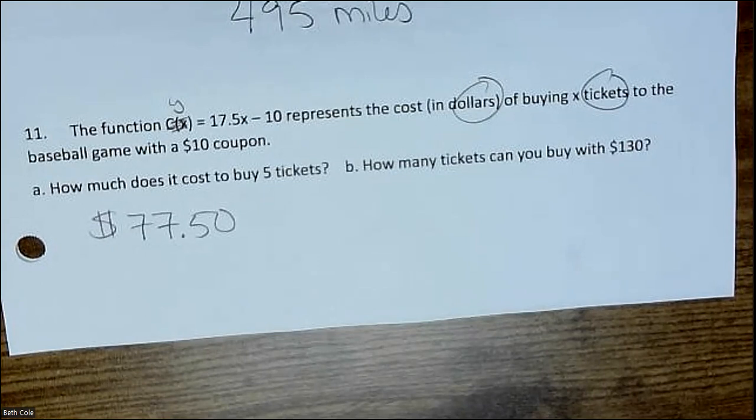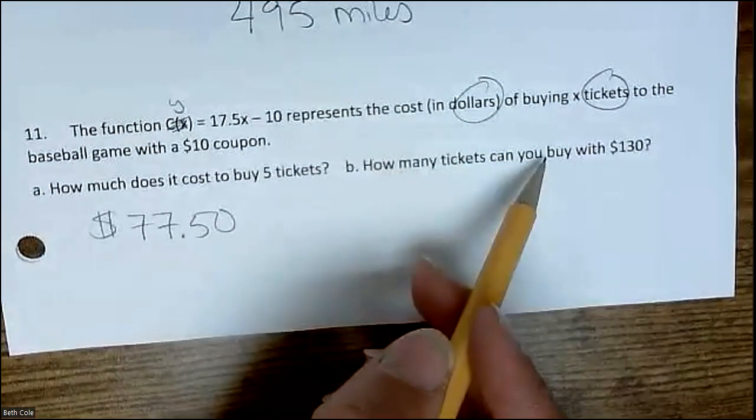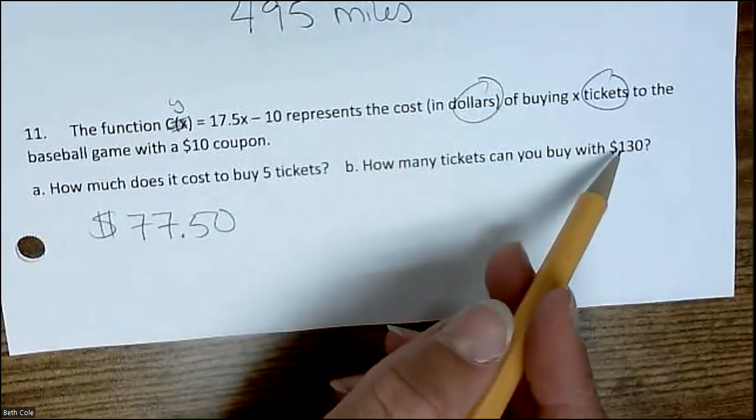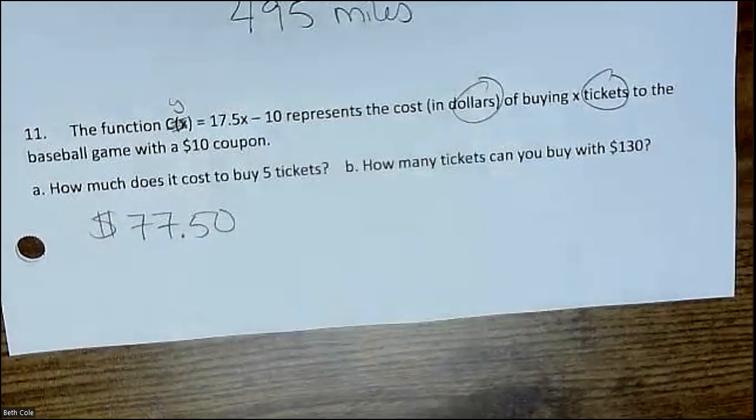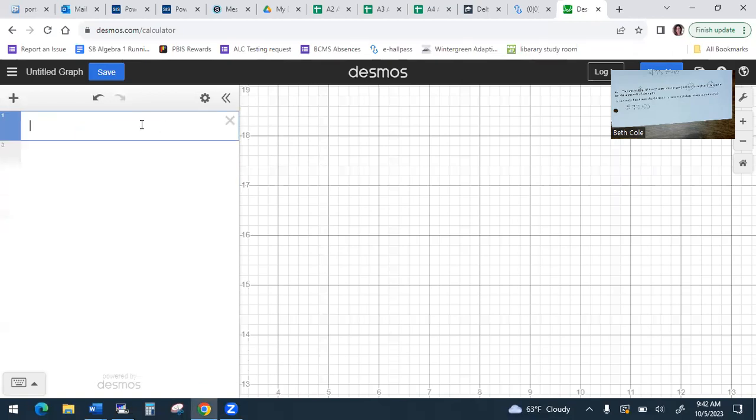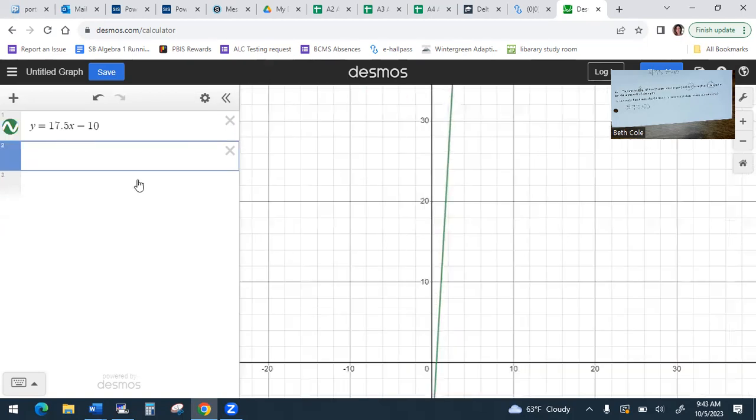Sounds about right. Okay. And then B is how many tickets can you buy with $130? Now it's the other way around. So I'm going to share my screen. And for this, I would just type in the whole function. So it's 17.5x minus 10. I need the Y equals in front. Y equals 17.5x minus 10. Nothing showed up. Where's my line? There's my line. All right.